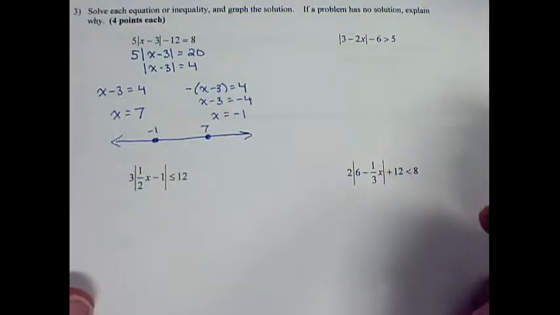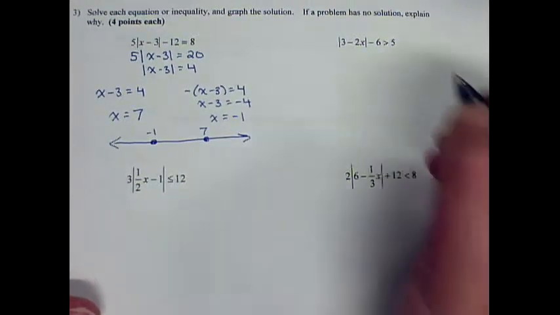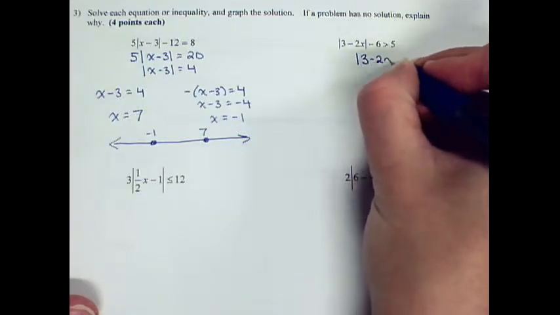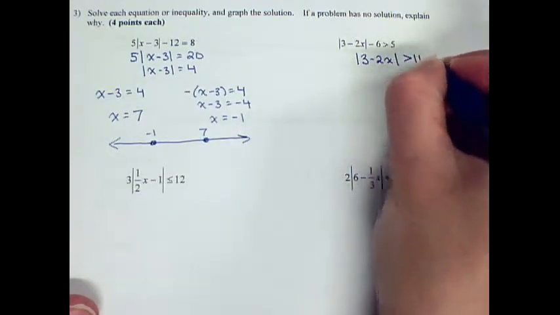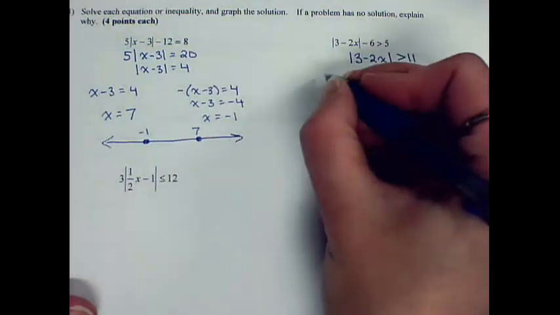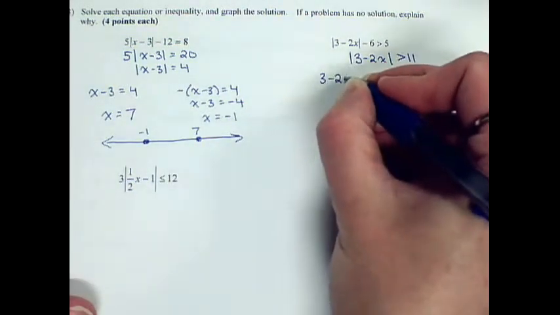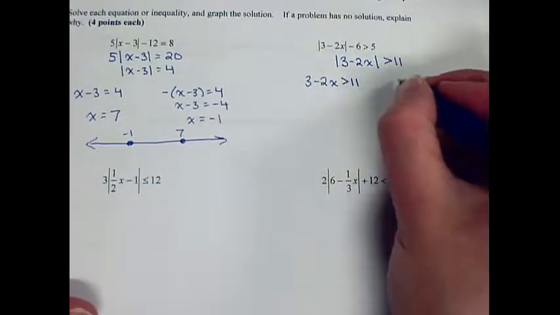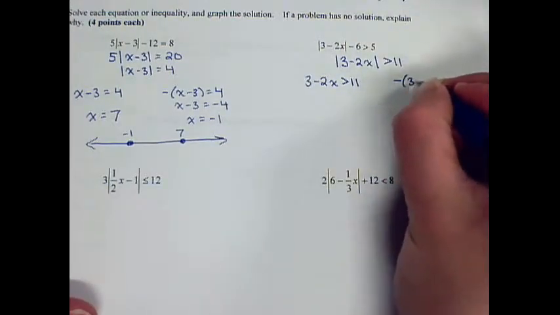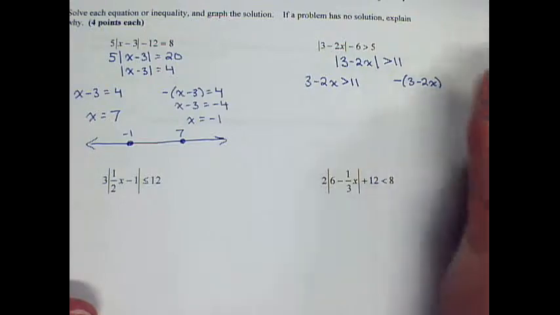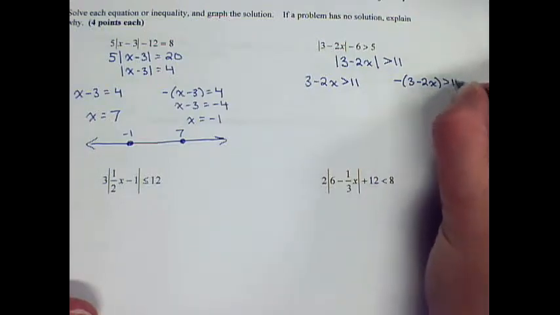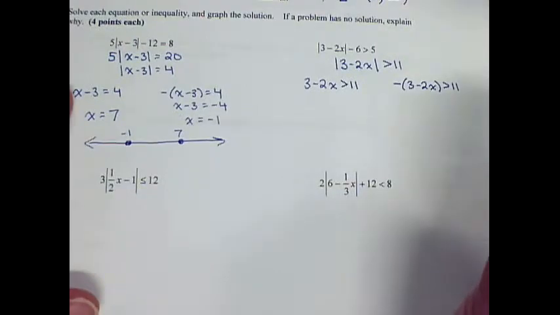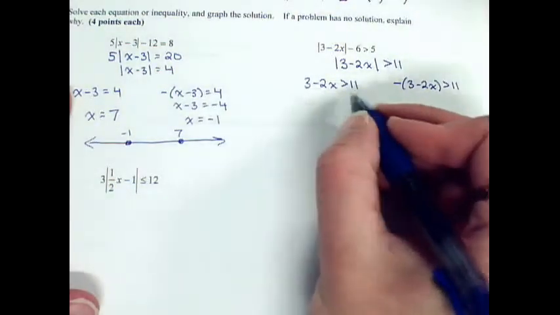Next one, isolate the absolute value before you ever start. So add 6 to the other side. Absolute value of 3 minus 2x is greater than 11. The positive version is that 3 minus 2x is greater than 11. The negative version is the opposite of 3 minus 2x is greater than 11. It does not change yet. Be careful with that. Okay, so here I would subtract the 3.